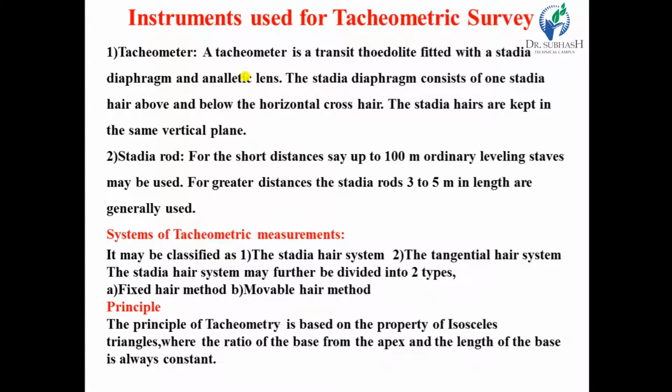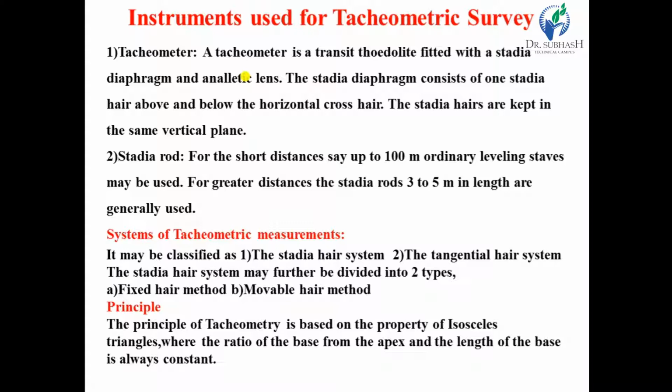There are two systems classified for tachymetric measurement. One is the stationary hair system, the second is the tangential system. The stationary hair system may further be divided into two parts: fixed hair method and movable hair method.